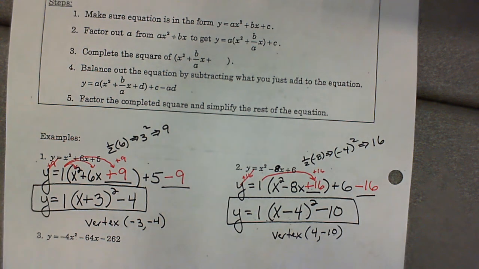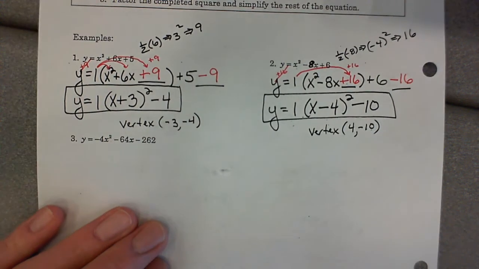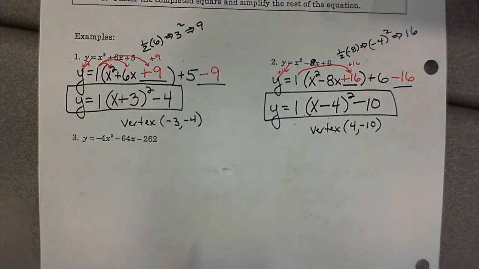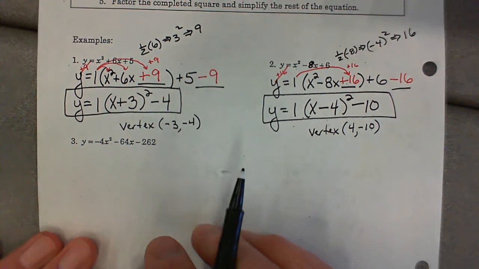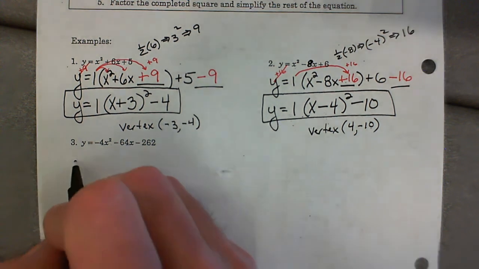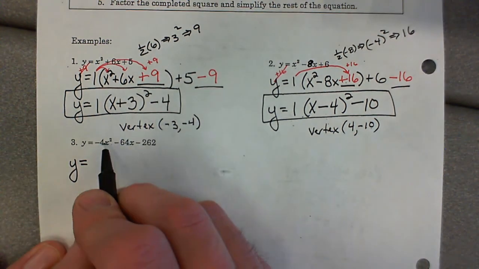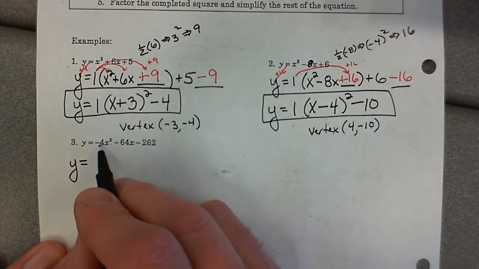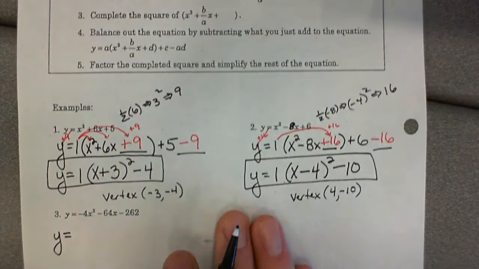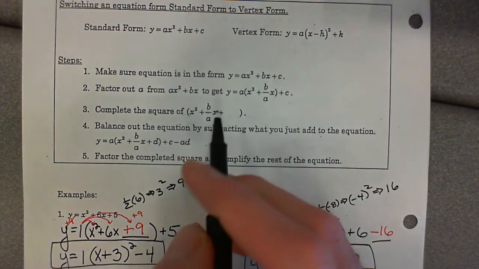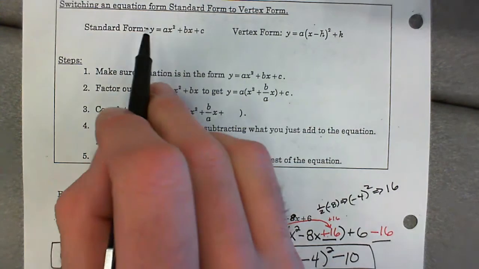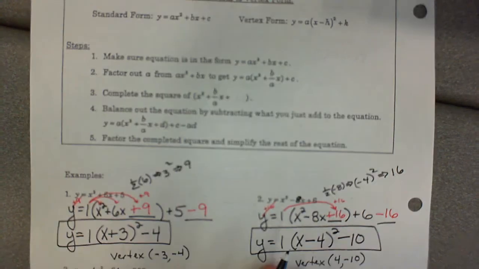Okay. So let's look at another problem. This one, we have an a value that's not 1. So this one is going to get a little bit more complicated. Okay. So we start off. It's in standard form. We got the ax squared plus bx plus c, but now we're going to need to bring out that a, because recall that a in vertex form is the same a as standard form.